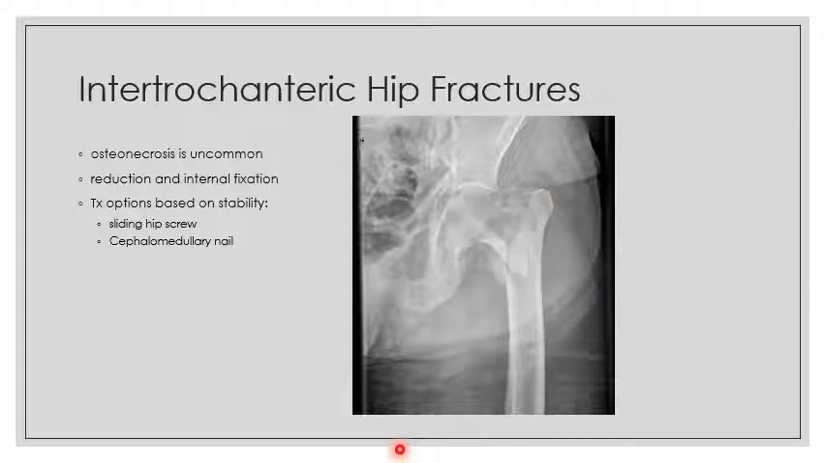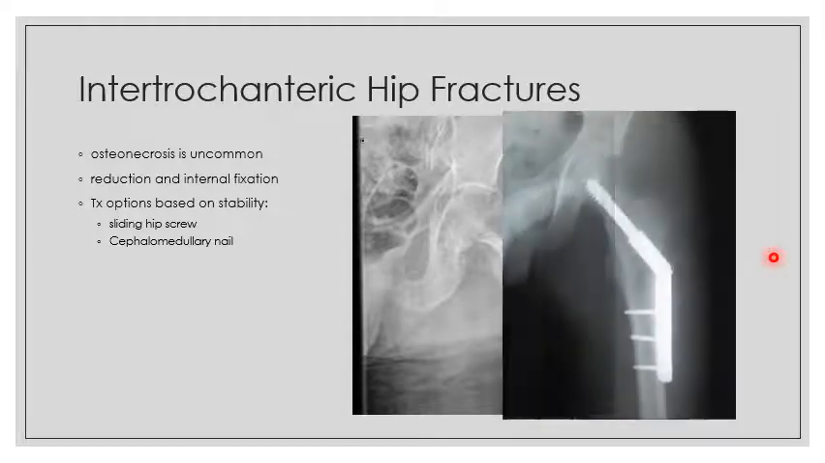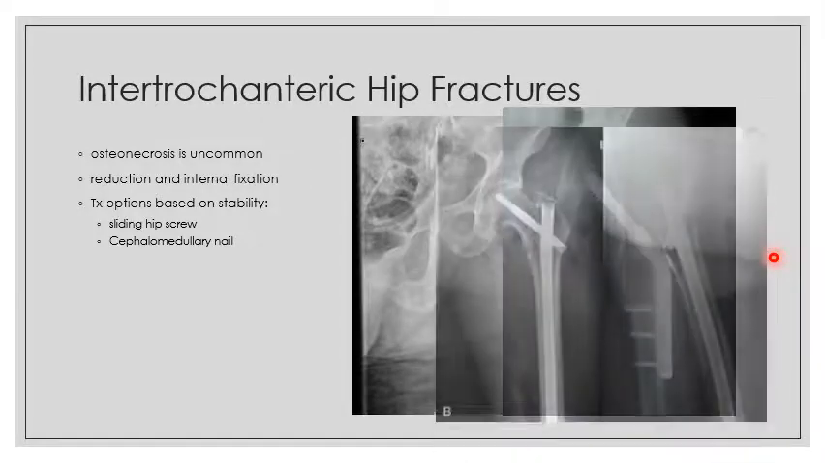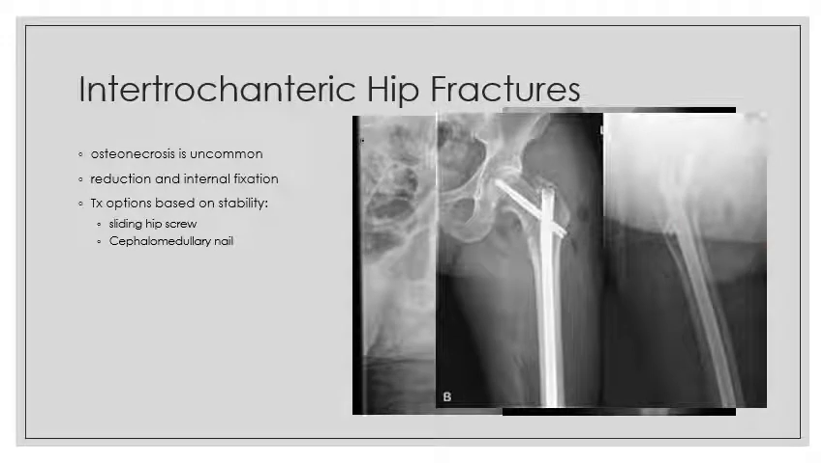So the usual treatment is a reduction and internal fixation, like your sliding hip screw or cephalomedullary nail. Also, in this case, we can still opt for joint replacement.